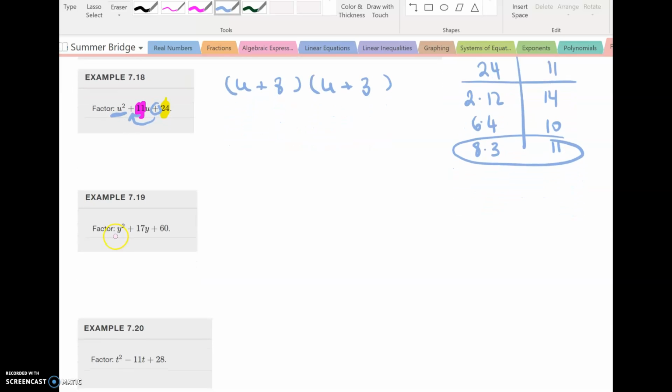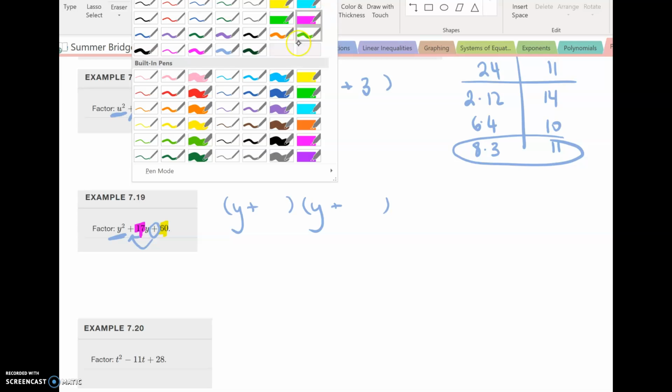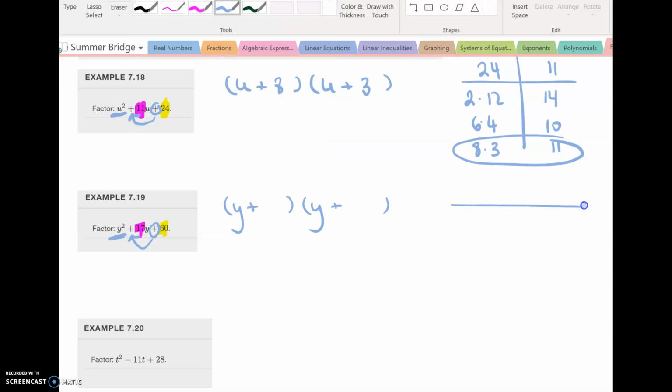Now again, I take a look at my y squared term, coefficient of 1. So I know I'm going to have two sets of parentheses. Both are going to be y, okay? And then I take a look at my second sign, which is positive, which means to say they're both going to be positive in the parentheses. Then, again, just like before, we take a look at the last term, we take a look at the coefficient of the middle term, and we're going to make our table.